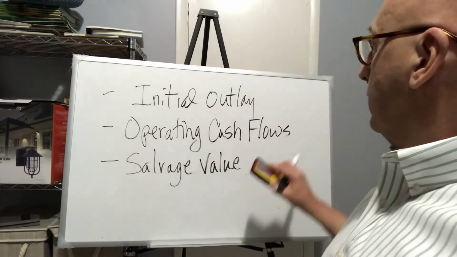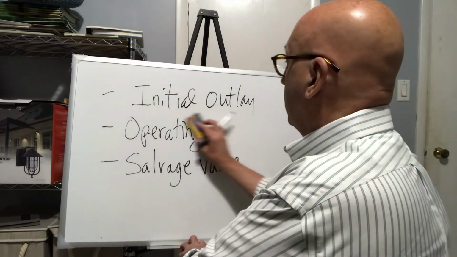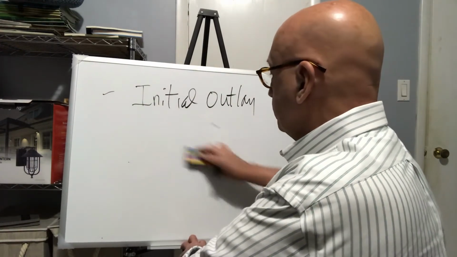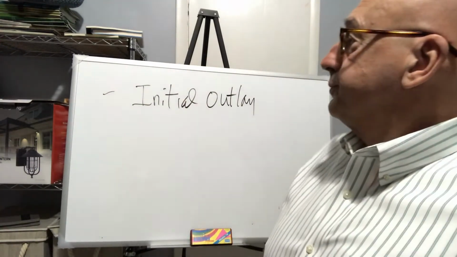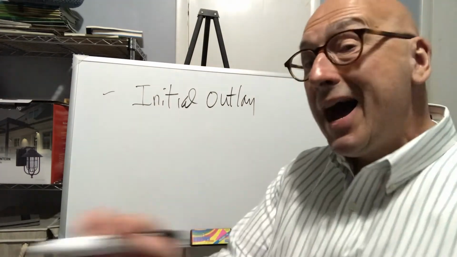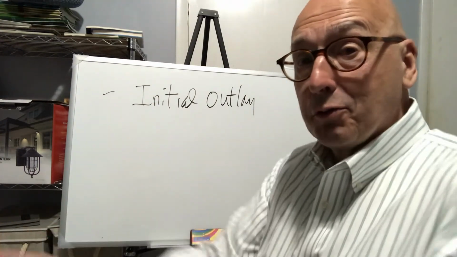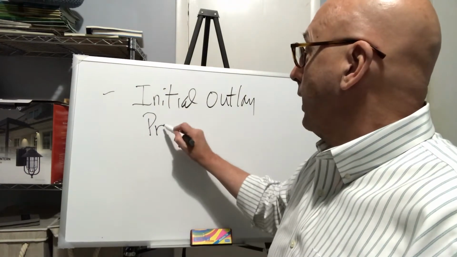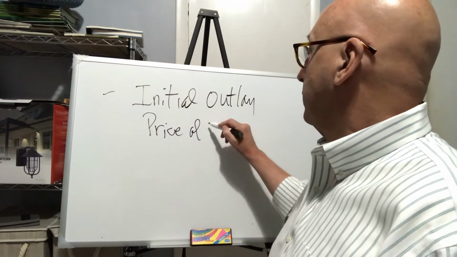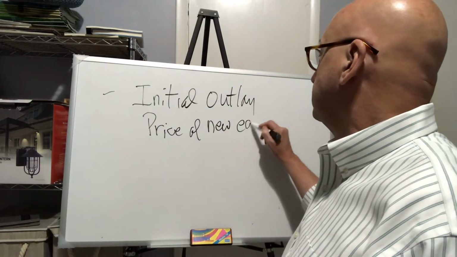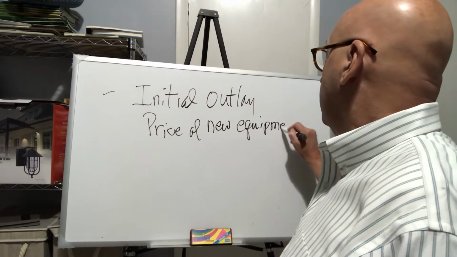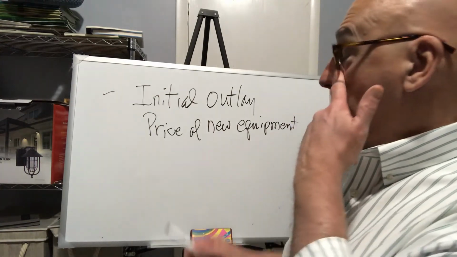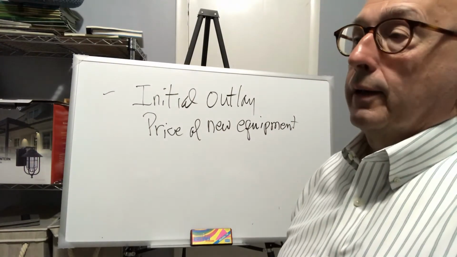Okay. All right. So let's begin this, and I'll start out. We'll just look at the initial outlay. What's going to go in there? Well, certainly if I'm buying anything, the purchase price of whatever I'm buying would go in there. So the price of new equipment, whatever it might be, that would certainly go in there. Okay? So I would definitely want to include that in the initial outlay.